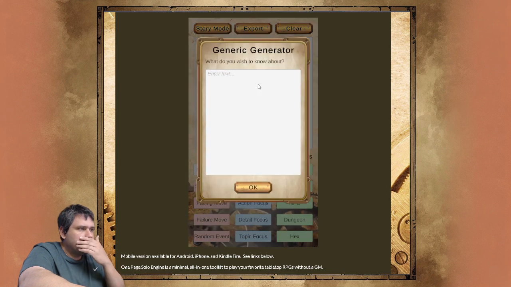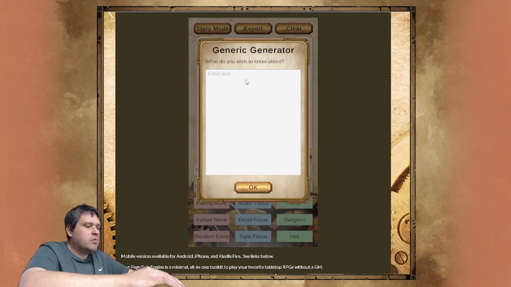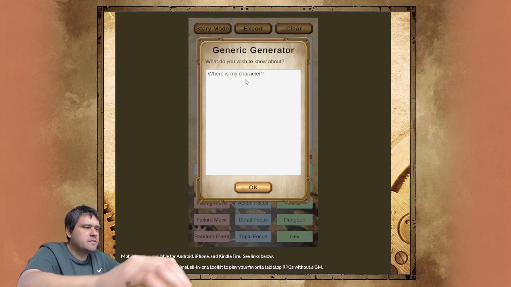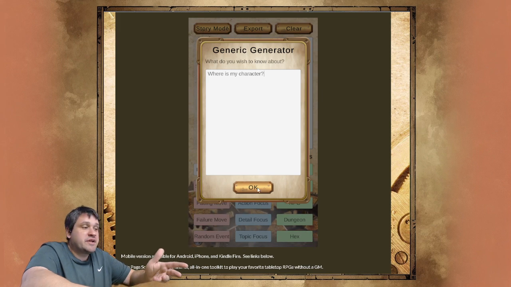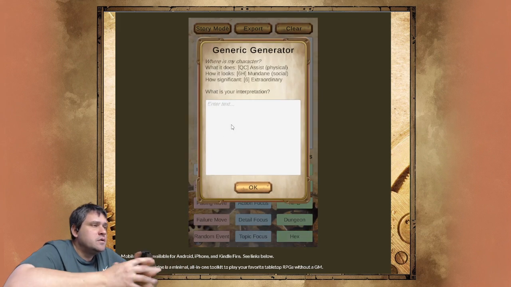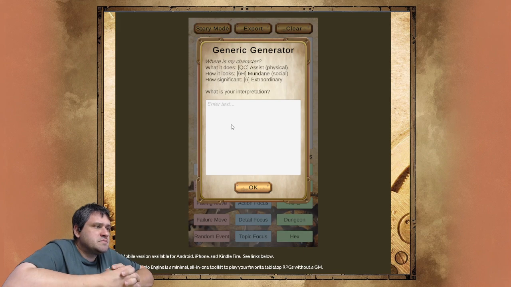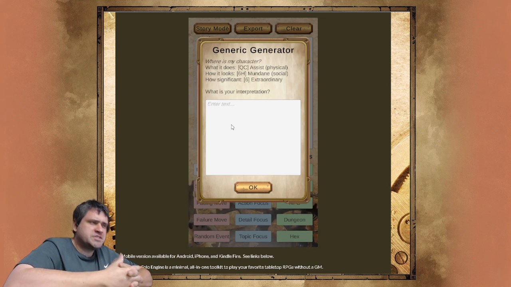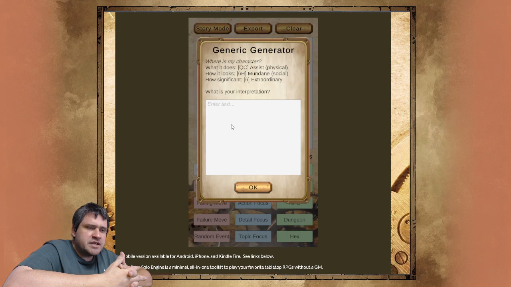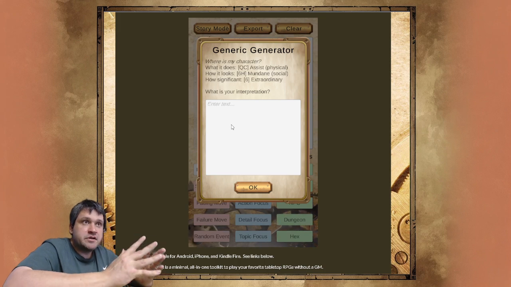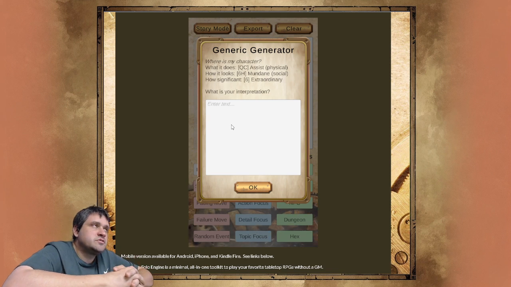So let's do generic. Let's see, where is my character? Our character is Mr. Character. So let's see what it does: assist, mundane, extraordinary. How significant. So we're assisting somebody with a very mundane task, but for some reason it's really exciting to do.